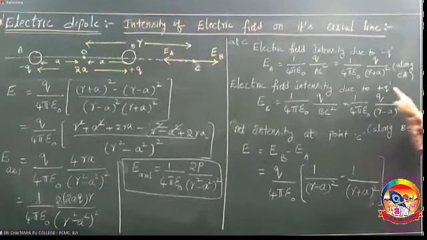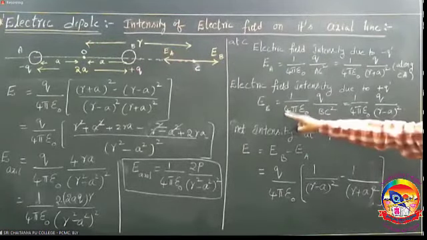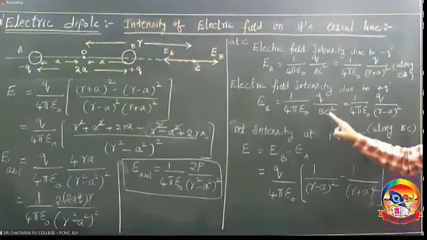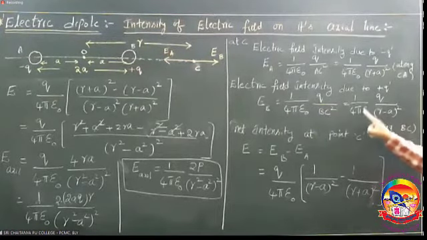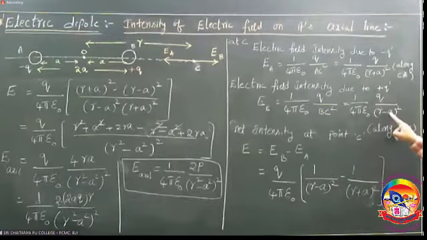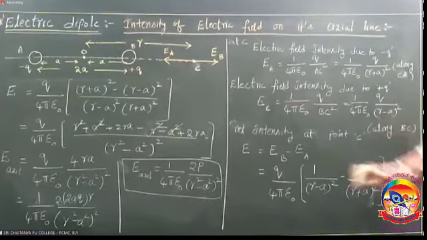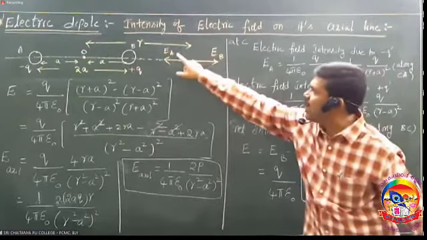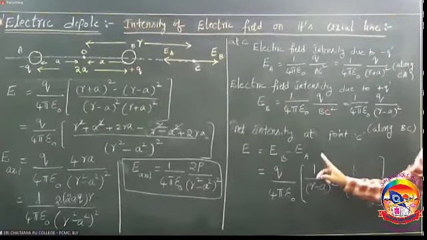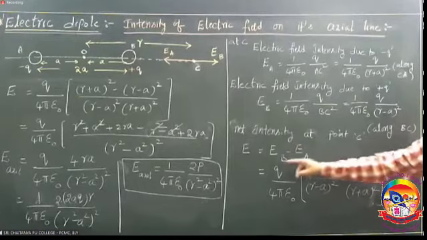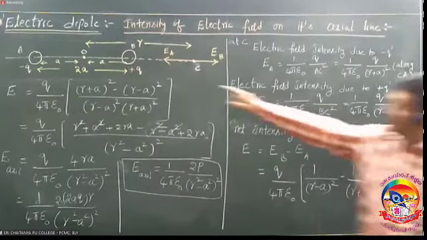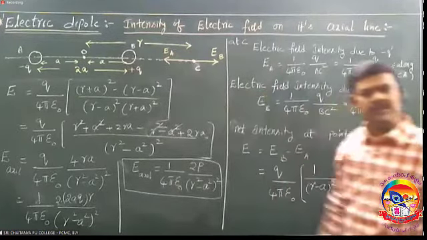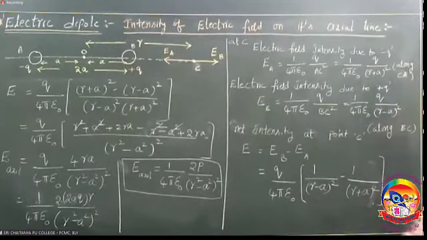Electric field intensity due to positive plus Q, EB, 1 by 4 pi epsilon naught Q by BC square. 1 by 4 pi epsilon naught Q by distance, which is R minus A whole square. Net intensity: as these two are opposite, EB minus EA. Because EB is greater. Why? This is nearer, the distance is less, so E is more.